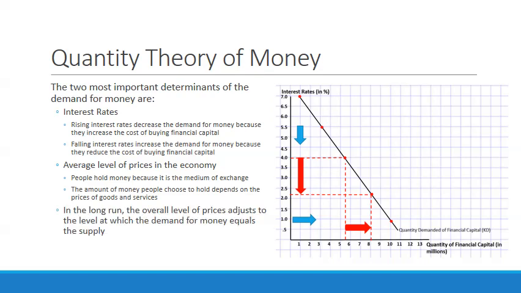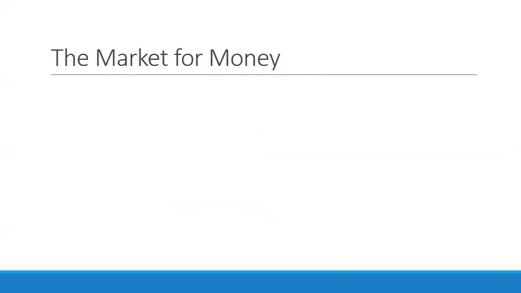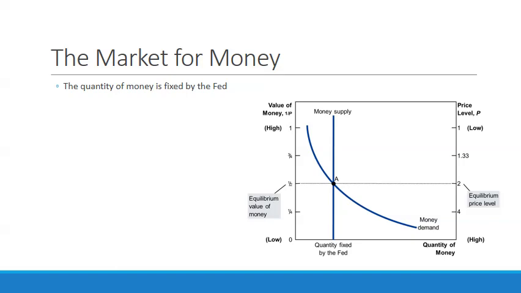So in the long run, the overall level of prices adjusts to the level at which the demand for money equals the supply. And that's what we're going to look at. So let's look at this market for money. The quantity of money is fixed by the Fed. They determine that amount. As a result, of course, the supply of money is vertical because they fix it. There's no changing the supply of money unless they change it. And even when they do change it, all it is is a shift to the left or right of that vertical line. So in the market for money, supply is vertical for this very reason.